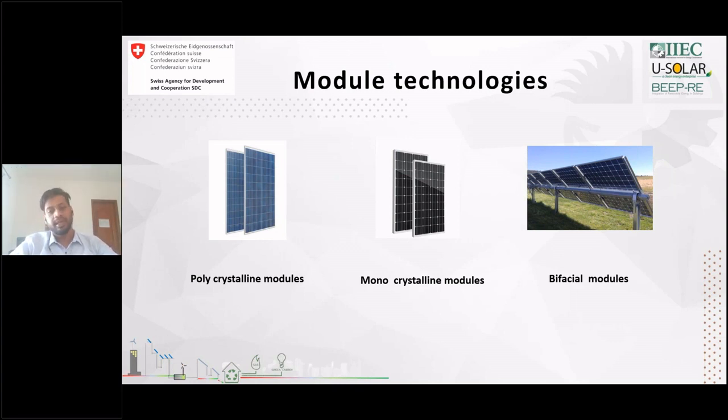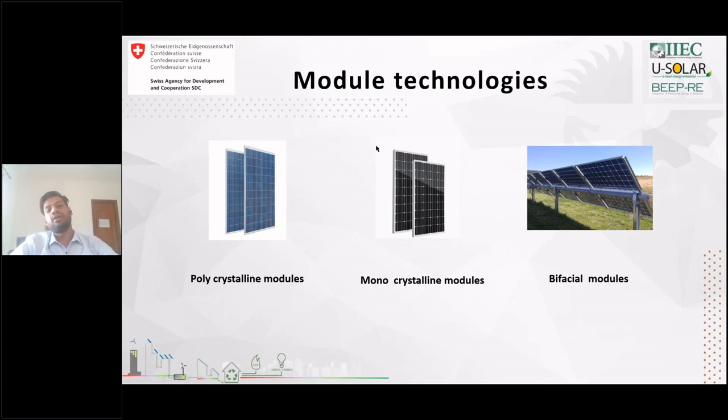So where space is not a constraint, we'll ideally prefer to go with polycrystalline models. This is because they are the most cost-effective models available right now. The second type of technology is the monocrystalline models. In the market as of now we have up to 650 watt peak, but what is commonly used is the 550 watt peak models, which are commonly available in the market.